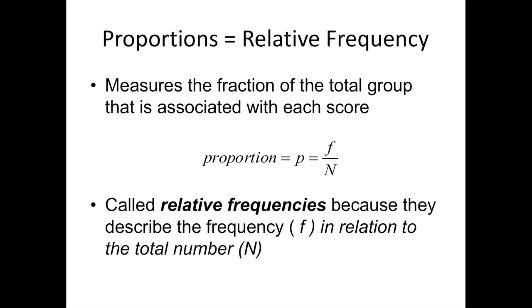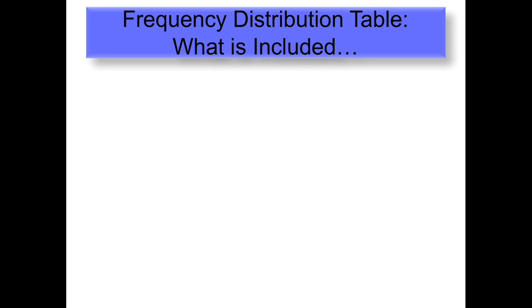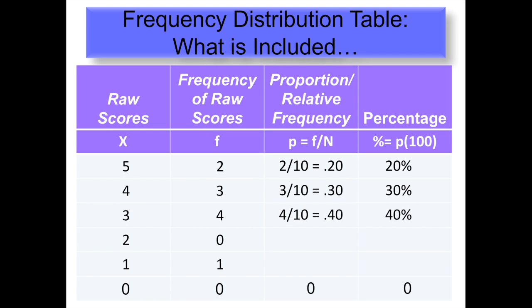Proportions is just another term for relative frequency. What this is going to do is measure the fraction of the total group that's associated with each score. So proportion, P, equals frequency, or f, divided by N. And again, big N is the total number of people in your study, or the total number of scores for that population. It's also called relative frequency because it describes the frequency in relation to the total number of people in your study.